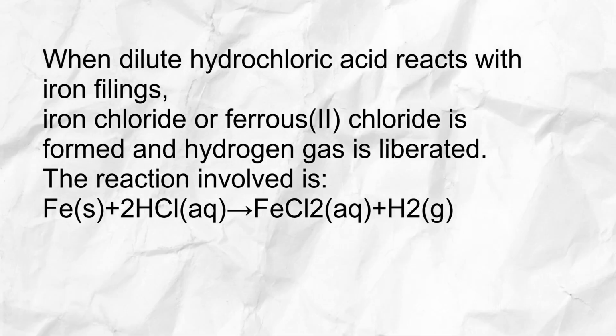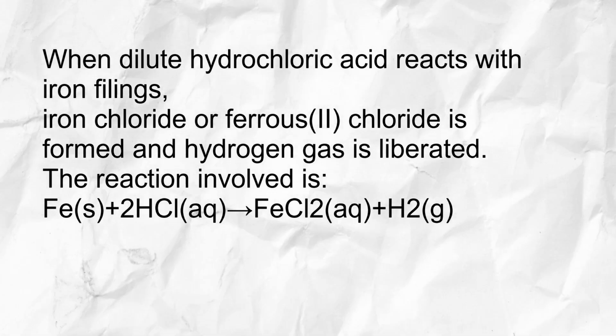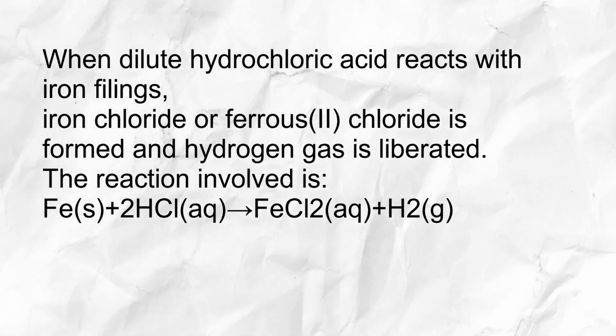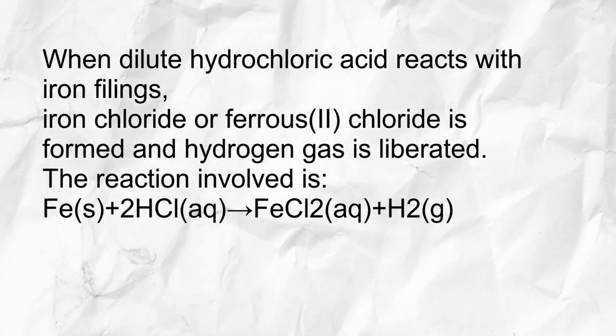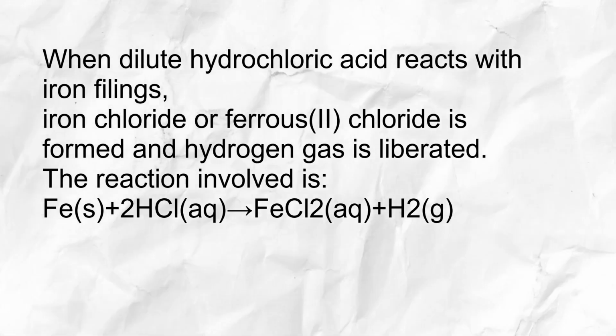When dilute hydrochloric acid reacts with iron filings, iron chloride or ferrous chloride is formed and hydrogen gas is liberated. The reaction involved is Fe, solid, plus 2HCl, aqueous, gives FeCl2, aqueous, plus H2, gas.